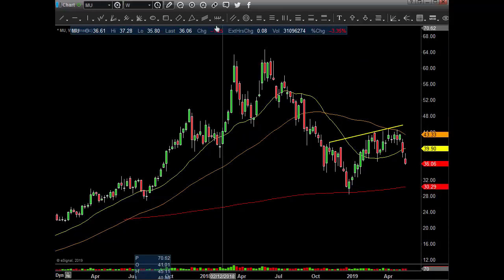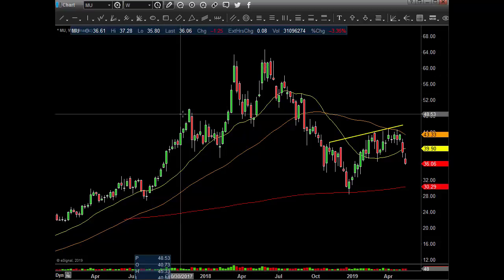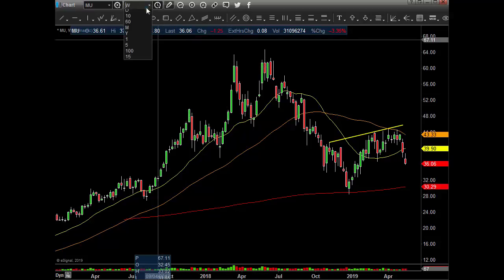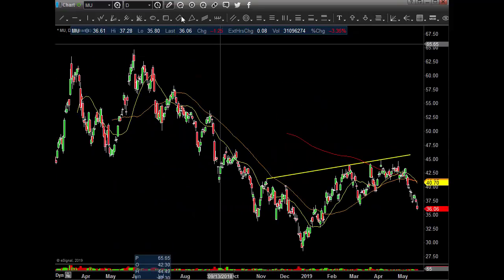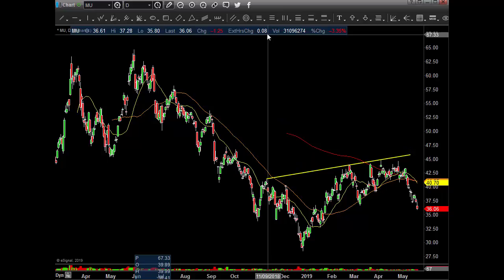All right, MU. I haven't looked at this one in a while. We were short up here. I think we even shorted it here. We'll go long too. It doesn't matter to me. All right, let's see. Daily chart, 125 down, 8 cents up. 31 million shares traded, 3.35% red on the day.